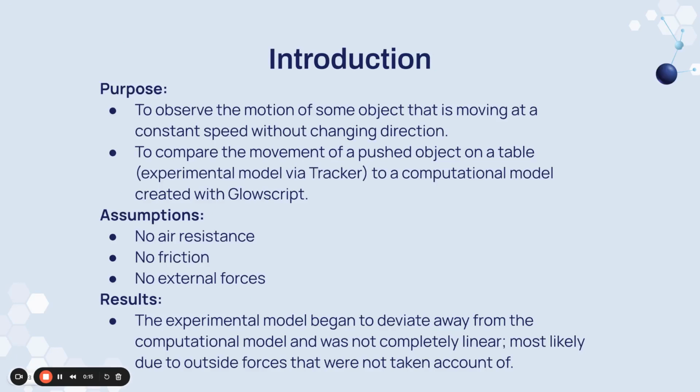So the purpose of this lab was to observe the motion of some object that is moving at a constant speed without changing direction, as well as comparing the movement of a pushed object on a table, which will just be an experimental model via Tracker, to a computational model created with GlowScript. Some of the key assumptions that had to be made in this lab were that there would be no air resistance, no friction, and no external forces. The results of this lab were that the experimental model began to deviate away from the computational model and was not completely linear, which was most likely due to outside forces that were not taken account of.